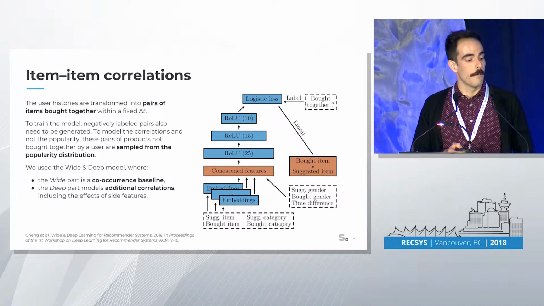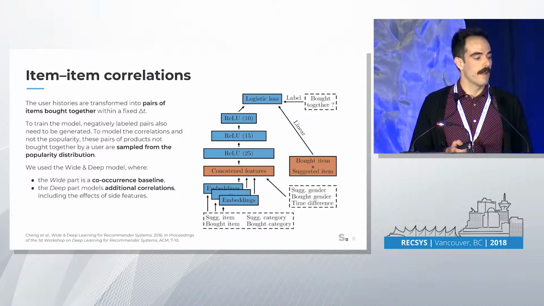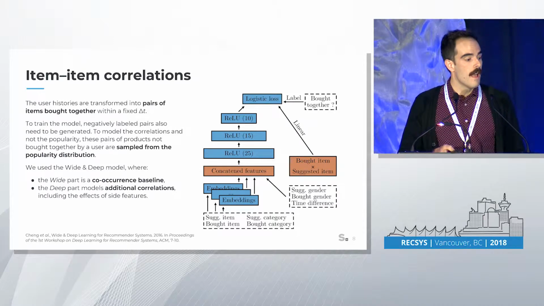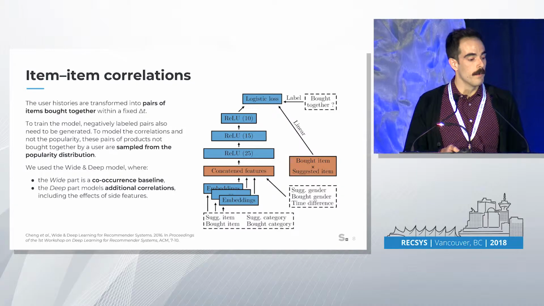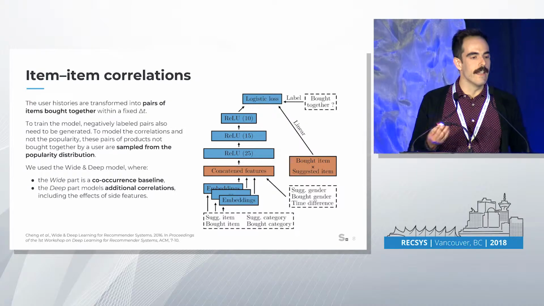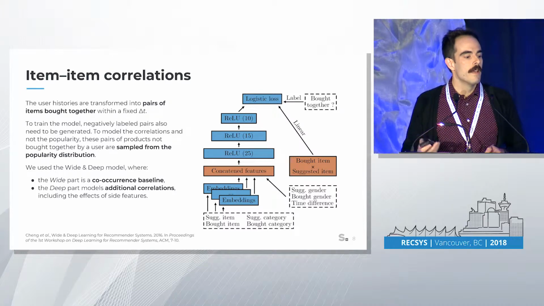For this work, we decided to work with an algorithm developed by Google that was published 2 years ago in that conference. It's called the wide and deep model. This is quite an interesting model because it fits perfectly the idea of item-item correlation.